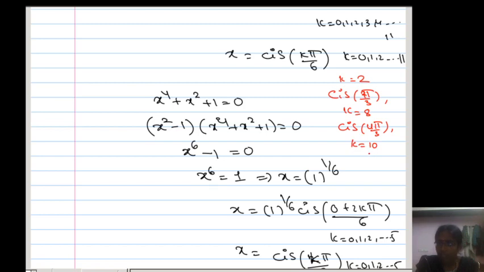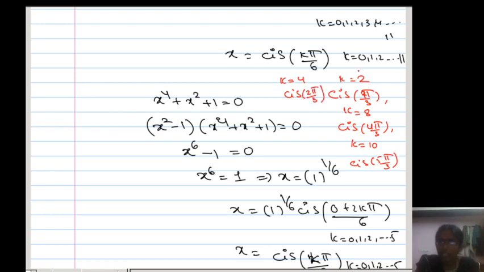Okay, still what do I need? 5 pi by 3, I need. So still k is equal to 10, then what happened? 10 pi by 6 can be written as 5 pi by 3. So cis of 5 pi by 3. Next, suppose if k is equal to 4, what happens? cis of 4 pi by 6 can be written as 2 pi by 3.